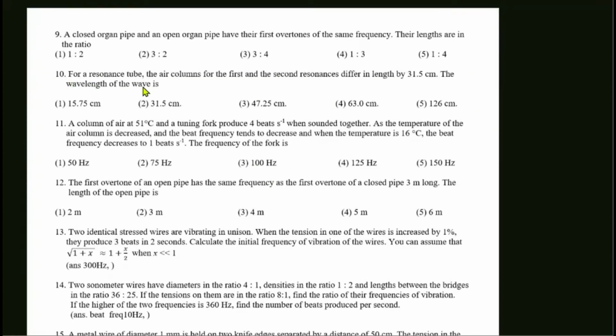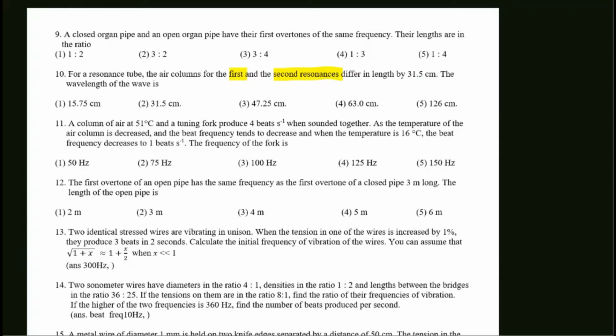So let us see the 10th question. We'll see what it says. It says for a resonance tube, the air column for the first and the second resonances, which means the fundamental and first overtone, differ in length by 31.5 centimeters. What is the wavelength of the wave?